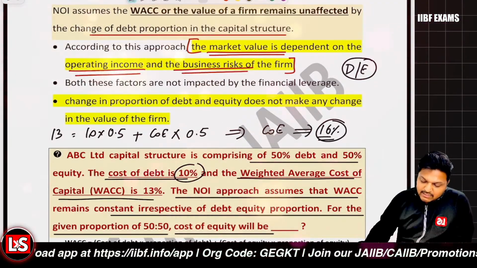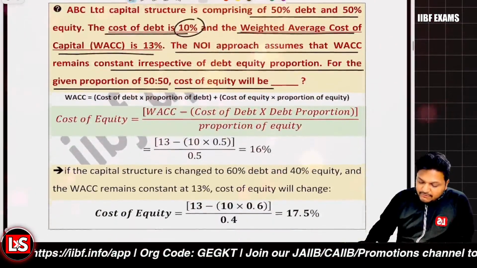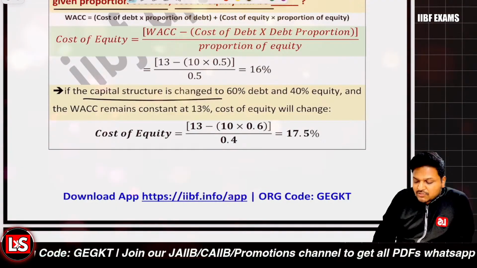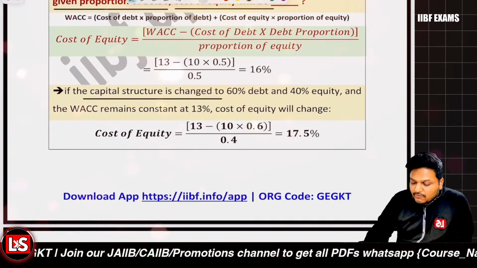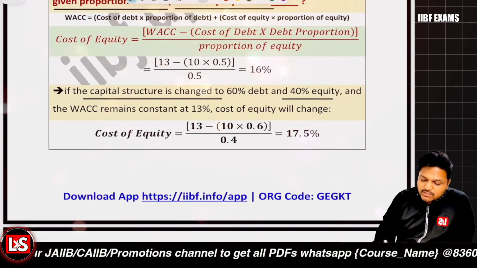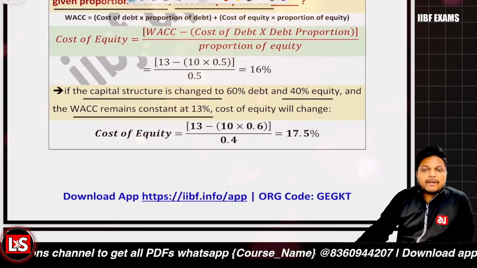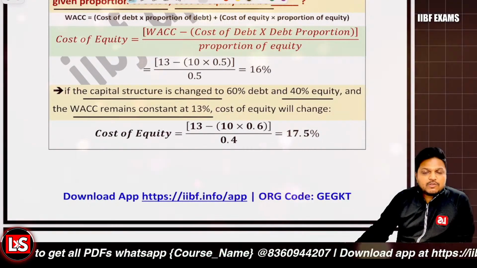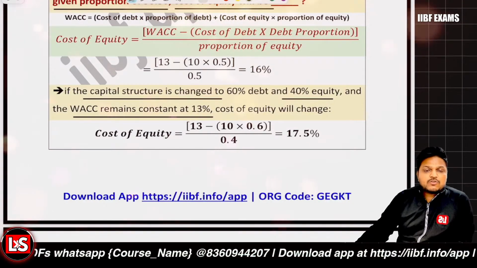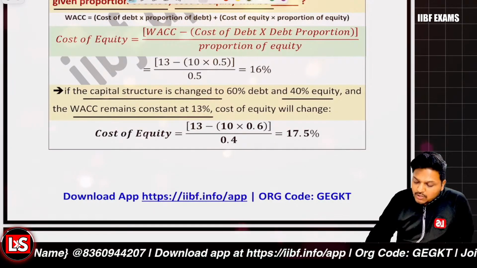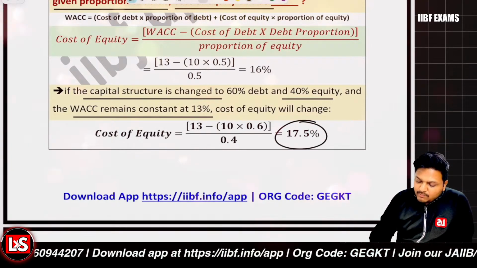Okay. So we can easily be solving it. After that, it says that if the capital structure is changed, that now the capital structure is 60% debt proportion, 40% equity proportion. Now WACC will remain all the same because as per the net operating income approach, the WACC is going to be all same. It's not going to change with the composition of the debt or equity. Now the cost of equity will change to 17.5%.